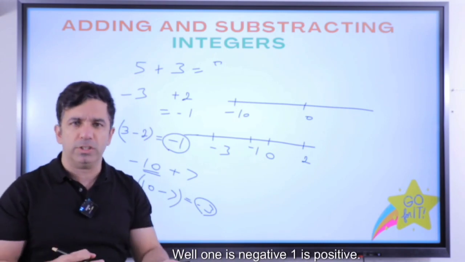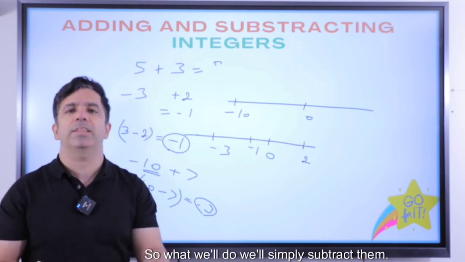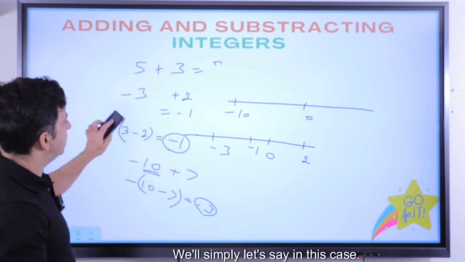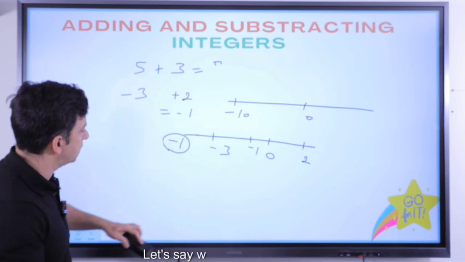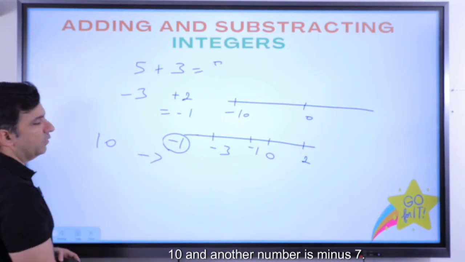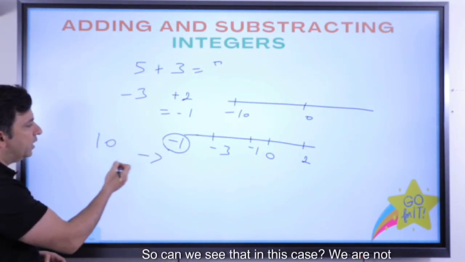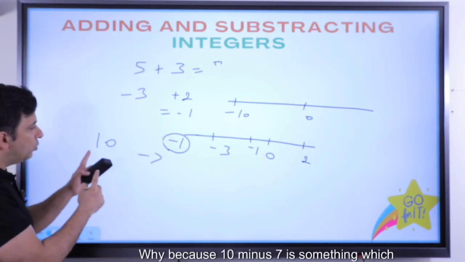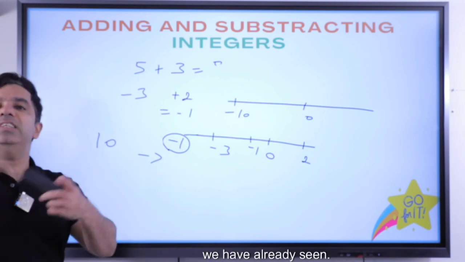One is negative, one is positive. So what we'll do, we'll simply subtract them. Let's say, in this case, I'll just take some more examples. Let's say we are given one number which is 10 and another number is minus 7. So can we see that in this case we are not confused?